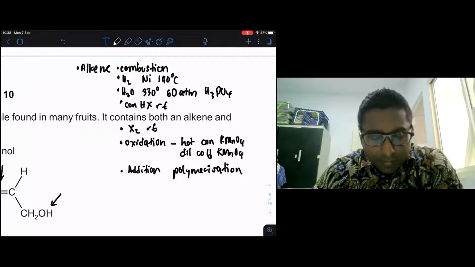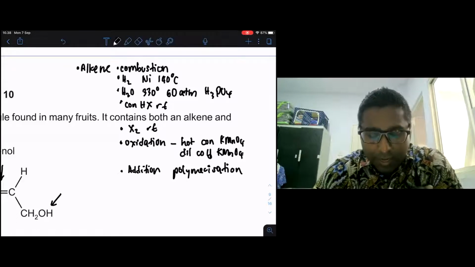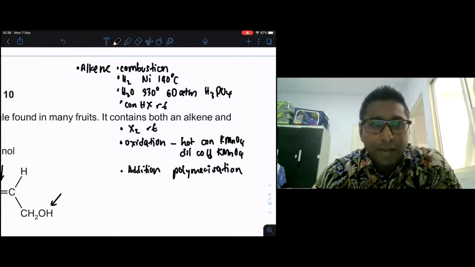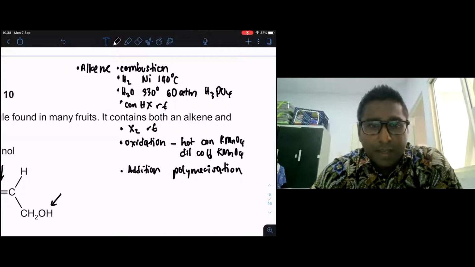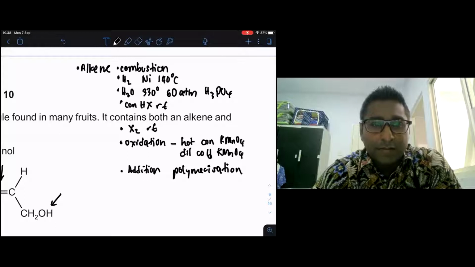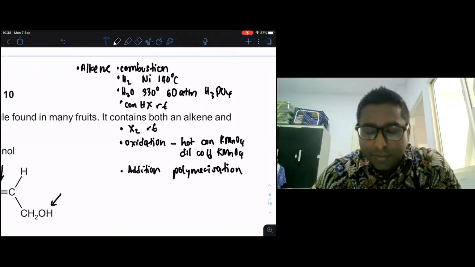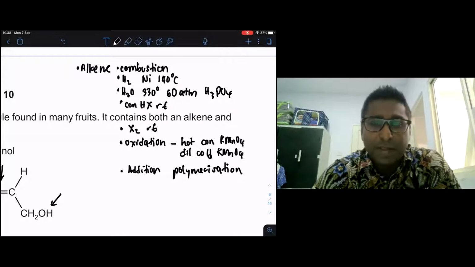But for the reactions of alkene, we have combustion, hydrogenation using nickel at 140 degrees Celsius, and reaction with steam, where you can see the conditions are there. Reaction with concentrated HX, which means HCl, HBr, HI, under room temperature. Reaction with X2, which is reaction with bromine, Br2, Cl2, and so on. It's possible to break the double bond.